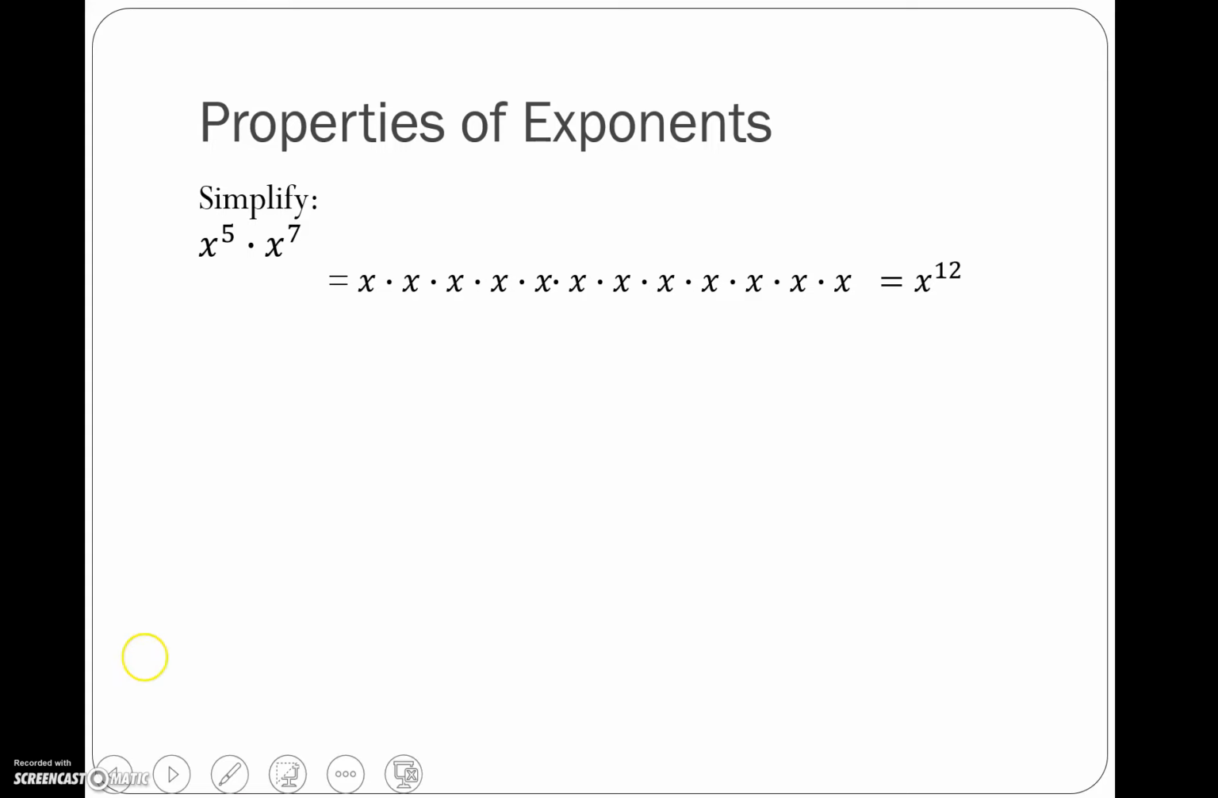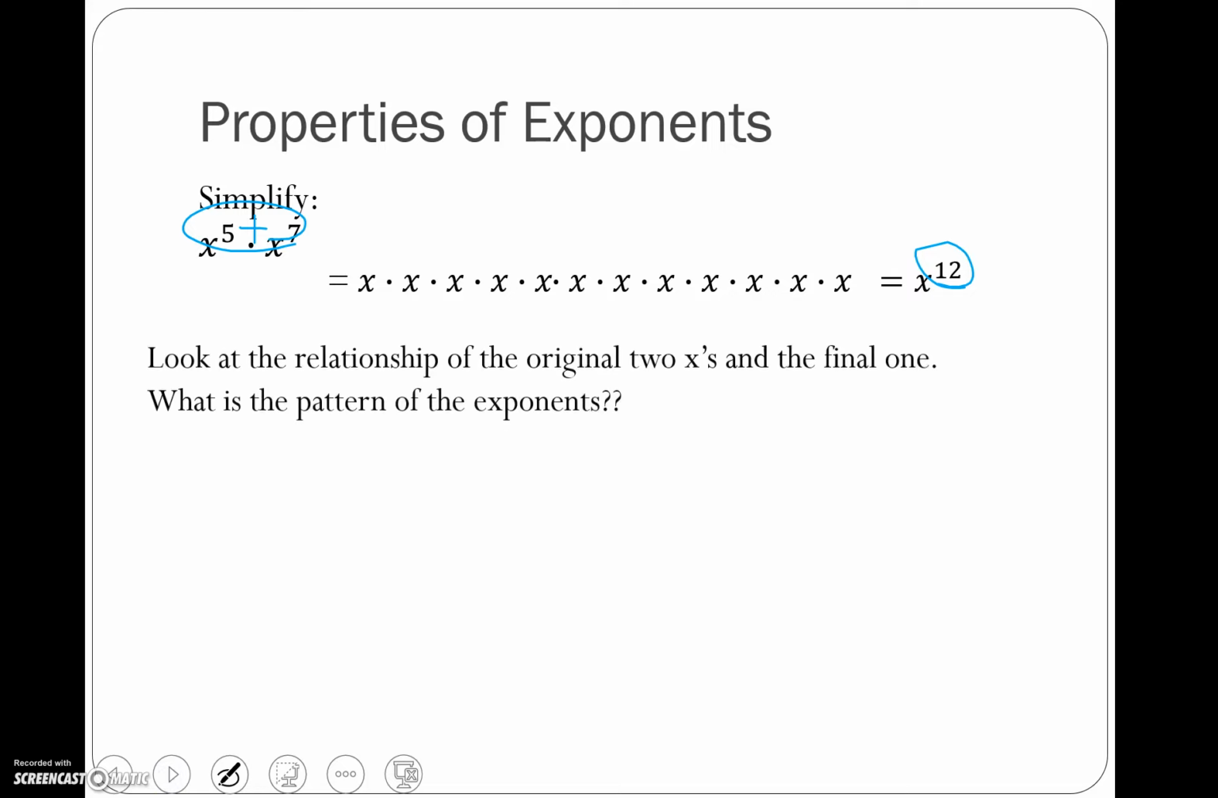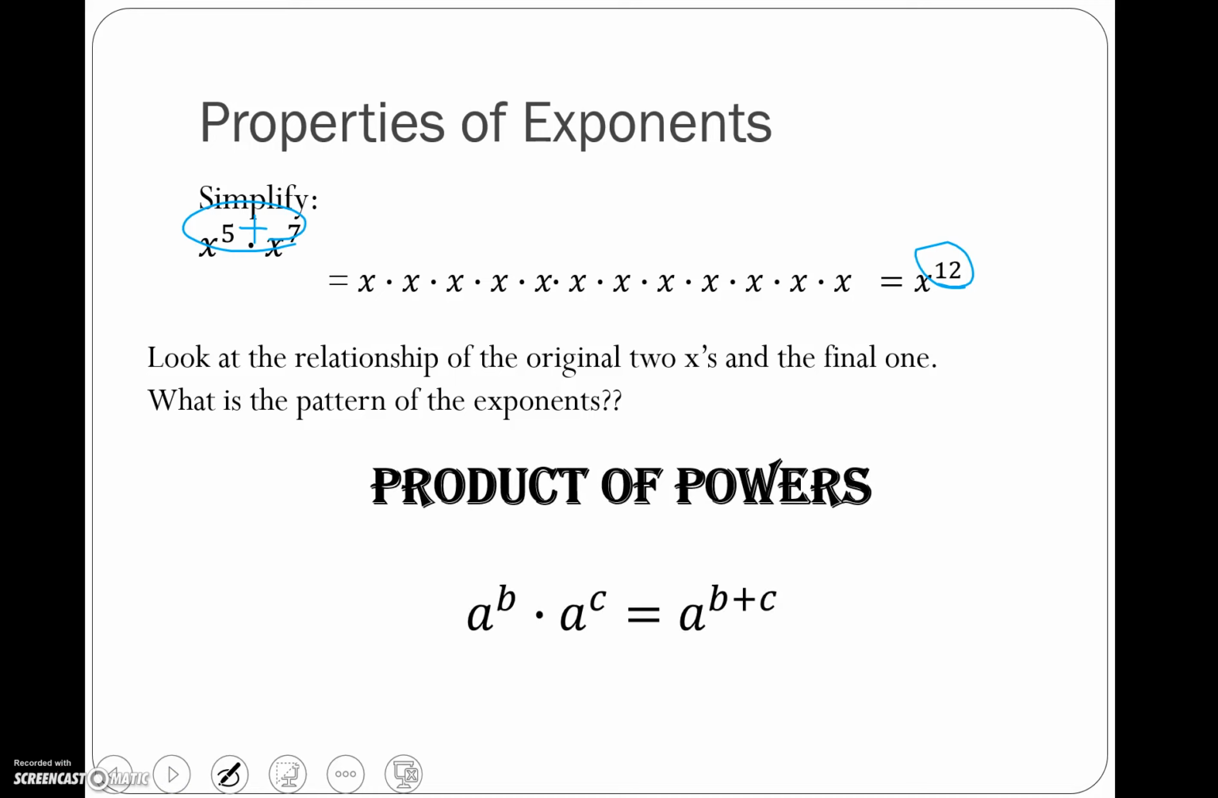So now what I want you to do here is look at the relationship between this x to the 5th and x to the 7th and this other number here, 12. And what I want you to notice is that if I were to take these two numbers here and add them together, I'm going to get the 12 over there, that exponent. So that's our very first property. It's called the product of powers.